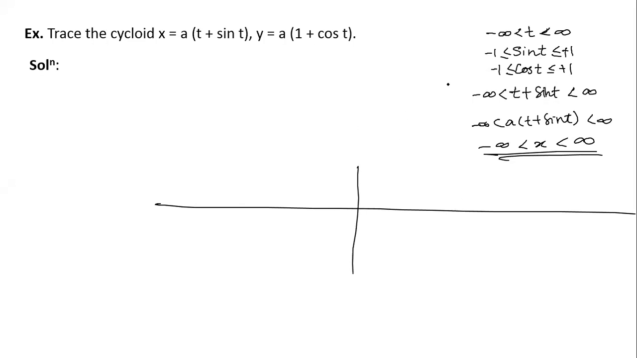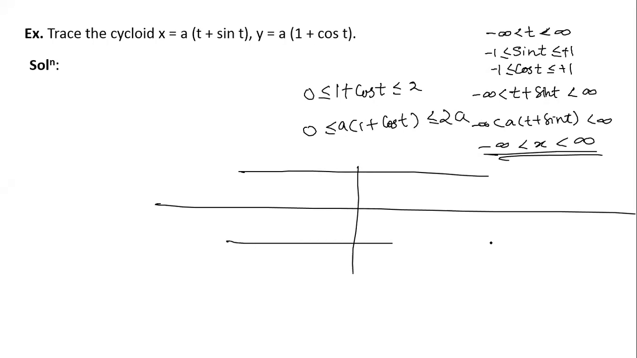Again we know cos t lies between -1 to +1. So 1 plus cos t will lie between 0 to 2. So a times 1 plus cos t will be lying between 0 to 2a. So the limit of y: this is the line y equal to -2a, and this is the line y equal to +2a, and the curve is going to exist only between these lines.